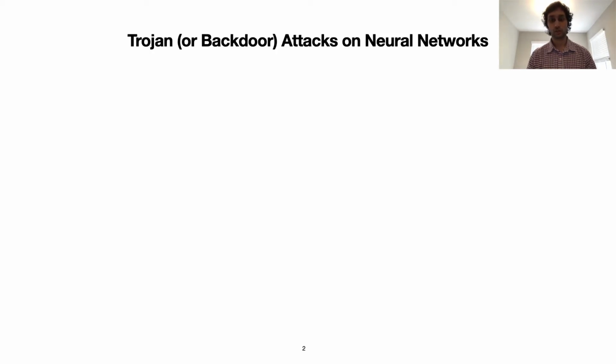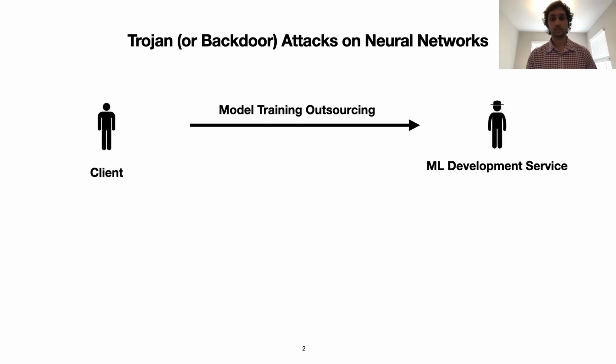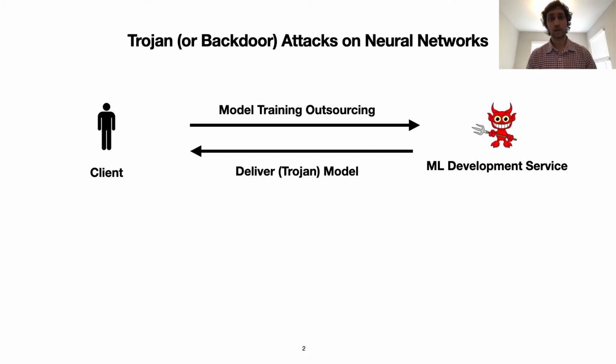In this work, we focus on Trojan, or backdoor attacks. Nowadays, building an ML model is expensive. It requires huge amounts of data, computational resources, and domain expertise. To alleviate this, many pipelines will outsource the model training to a third-party development service. However, there is a problem. The service could send you a Trojan model, or a model with a backdoor.